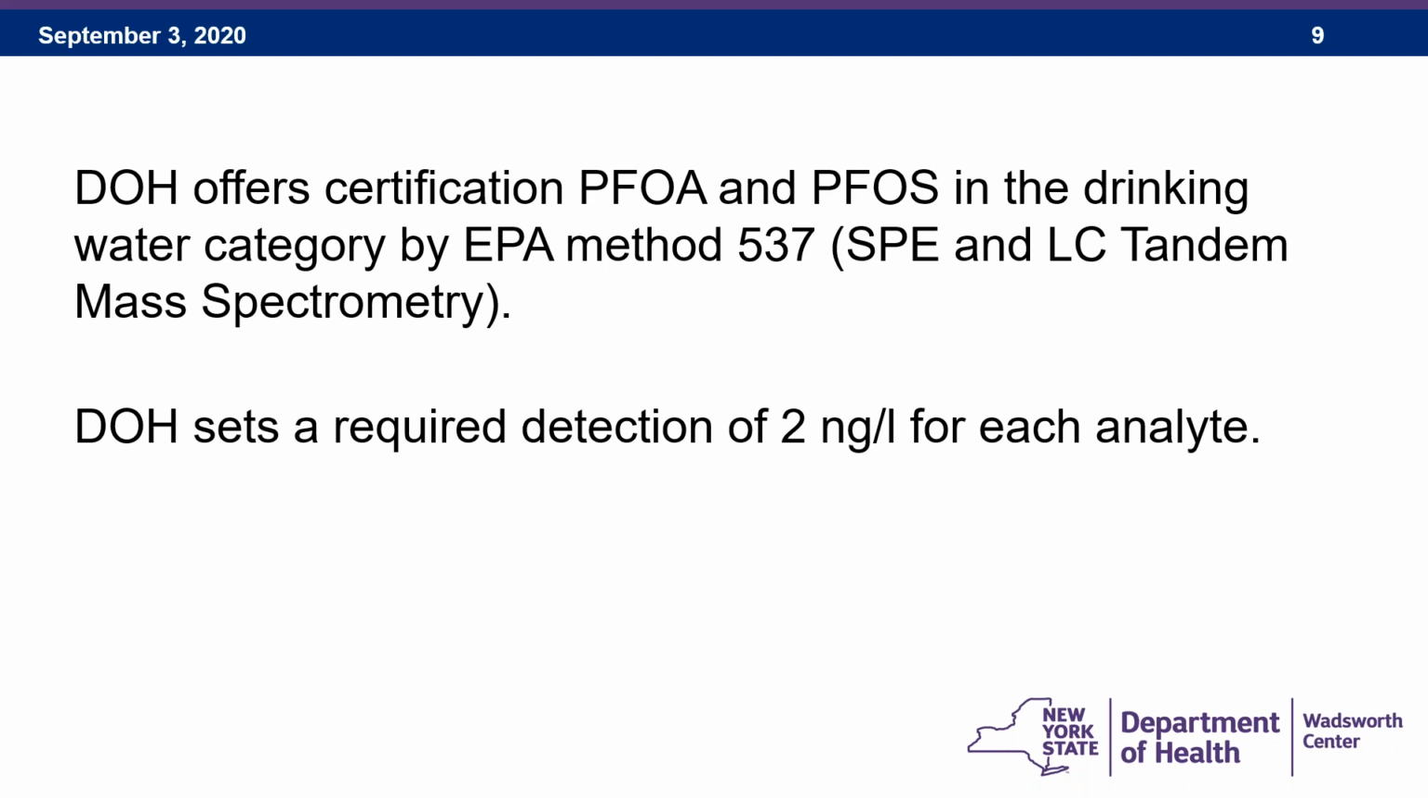So it was becoming EPA method 537 modified. We as New York State do not like the word modification. We will say it's a lab developed method and give certification to it. And I'll get into some of those methods that we approved in the future. At the same time, we also set a required detection limit of 2 nanograms per liter for each of the analytes.